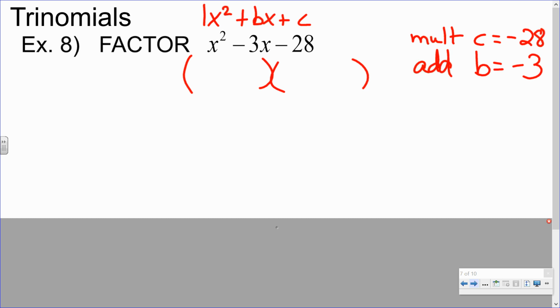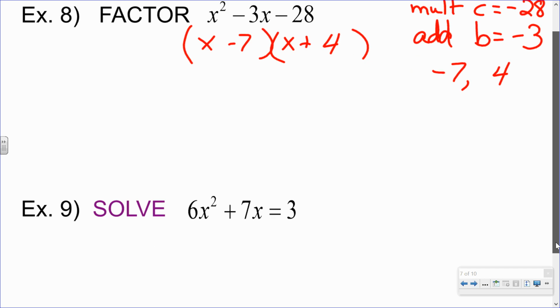And Mia S., did you figure out what our factors would actually be? So the numbers would be -7 and +4. All we have to do is put those in, and that is our factoring. And so one last factoring one, and then we will jump in and start on some of our homework problems together. Let's do a harder one.